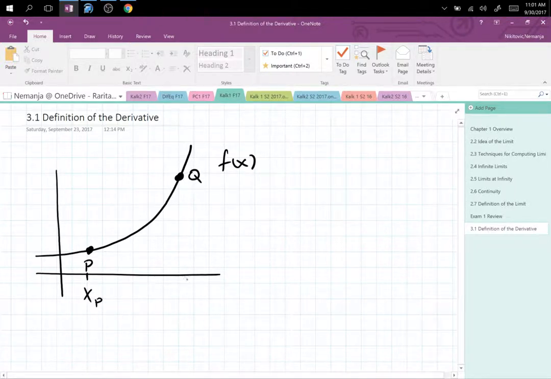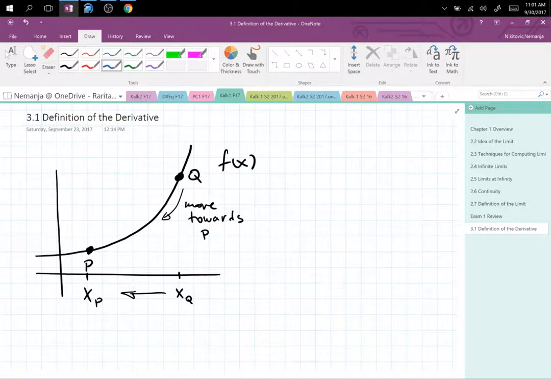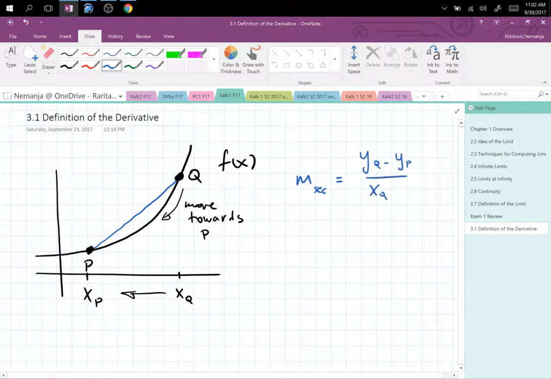So this is where XP is, and this is where XQ is. Point Q is going to move towards P. We are also going to observe that point P and Q are connected with the secant line, which is a straight line whose slope, m secant, is going to be yq minus yp over xq minus xp. Standard y2 minus y1 over x2 minus x1 from algebra.